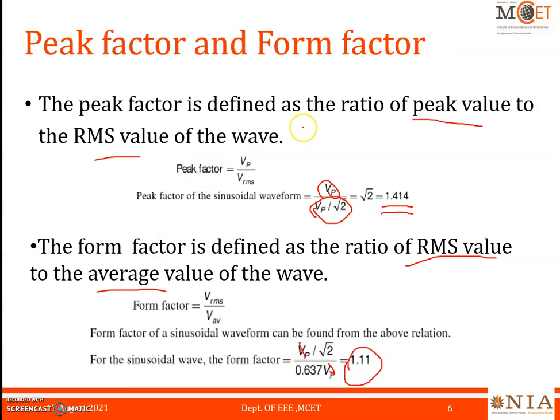Okay, so this is the way we have to find the peak factor and form factor. The peak factor is the ratio between the peak value and the RMS value, and the form factor is the ratio between the RMS value and the average value.